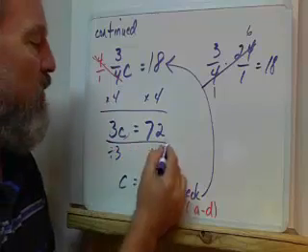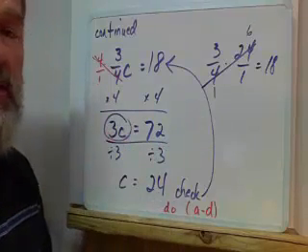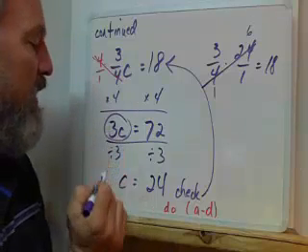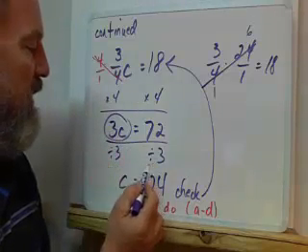Now we can look at this equation and say right away very easily, I know exactly what to do with that. Because we're multiplying by 3, we're going to divide both sides by 3.